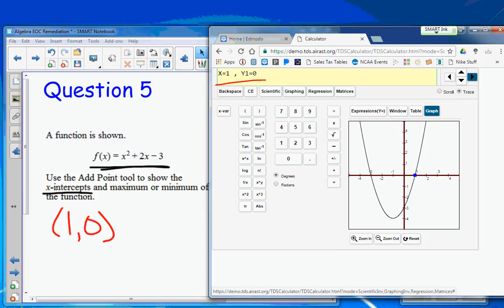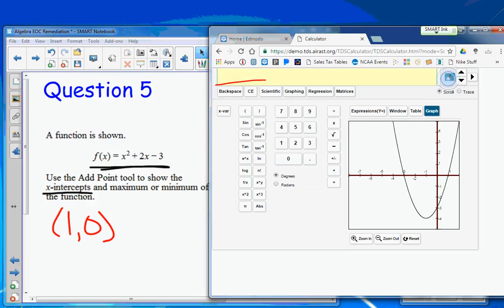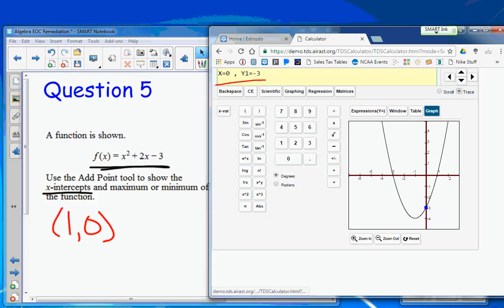My next point, I'm going to trace to the other side of the graph. Oops, accidentally clicked scroll. Go ahead and click trace again. I'm going to go to the other side. All right, I have y equal to 0 again up here where my points are, and my other one is negative 3, 0.